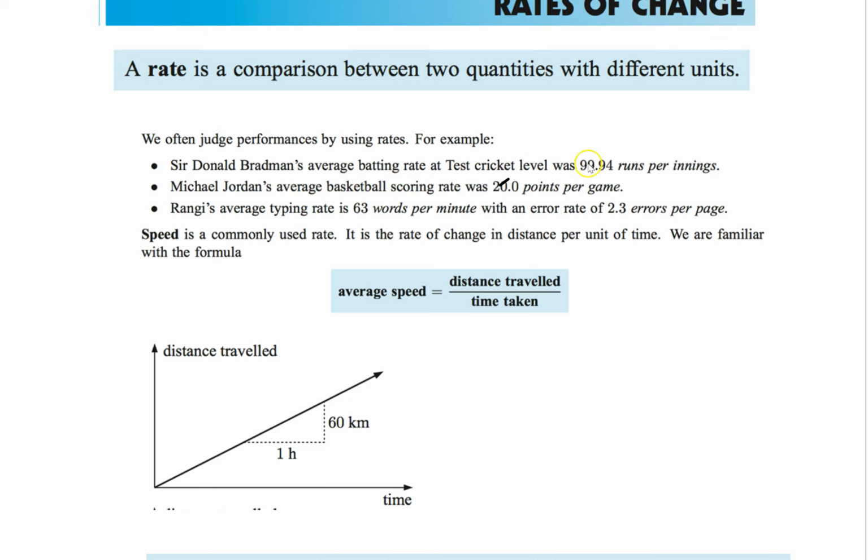But right, a rate is scoring points per game. Randy's average typing rate is 60 words per minute. Notice how 99.94 runs, that's a lot of runs. Cricket's weird. Runs per inning, right? It's that per thing that lets you know it's a rate.